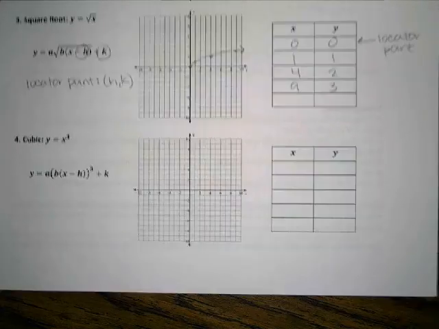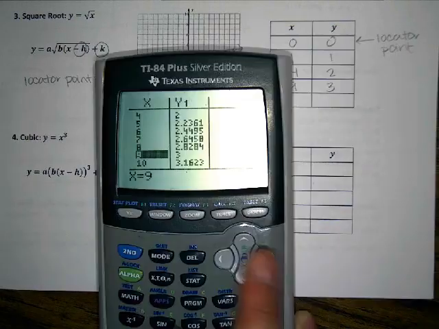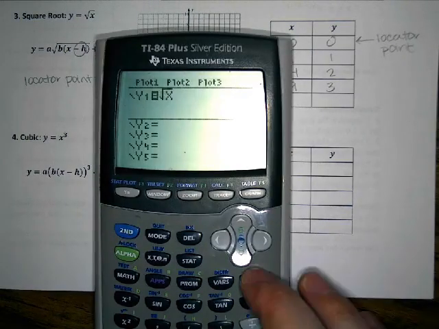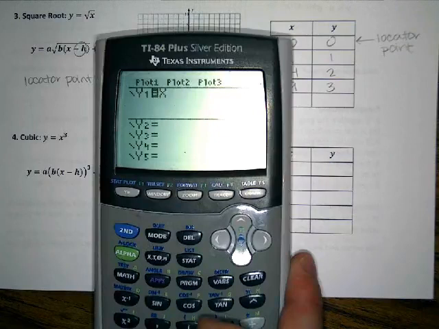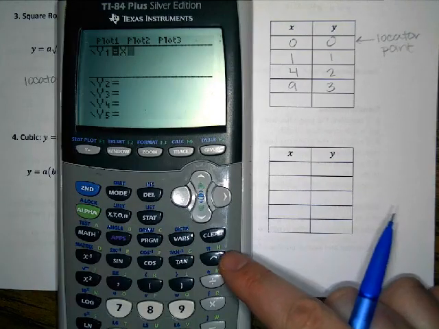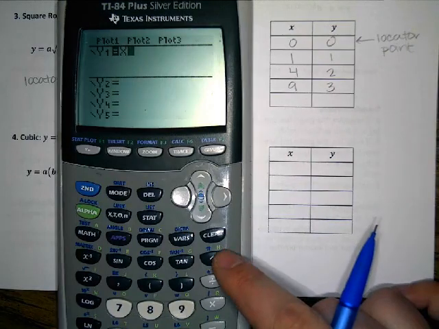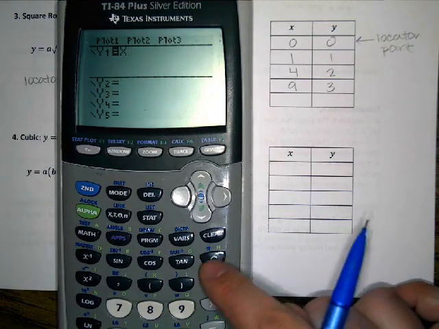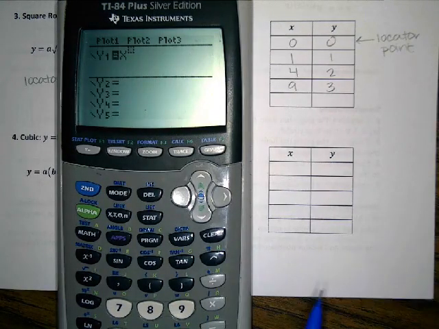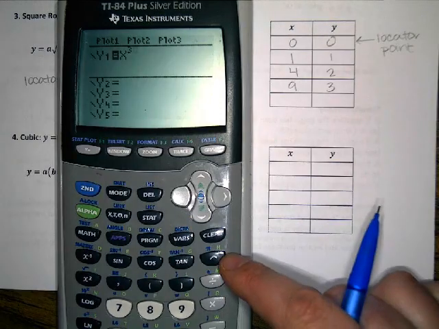So x to the third. Y equals x, and then to get to the third, we're going to use this button right here. People call it the caret button. I don't know why. Maybe because it looks like the top of a caret. So we do this right here, caret, and then you can put any exponent you want. So x to the third. Everyone get that? Okay. And then we're going to hit graph.